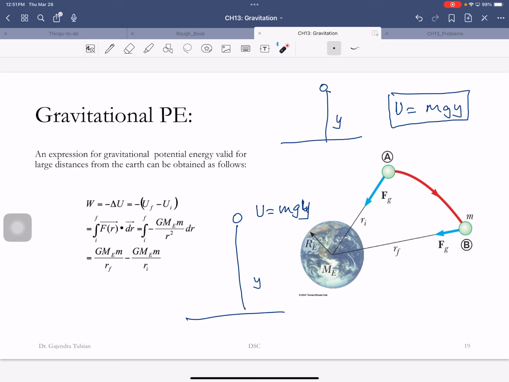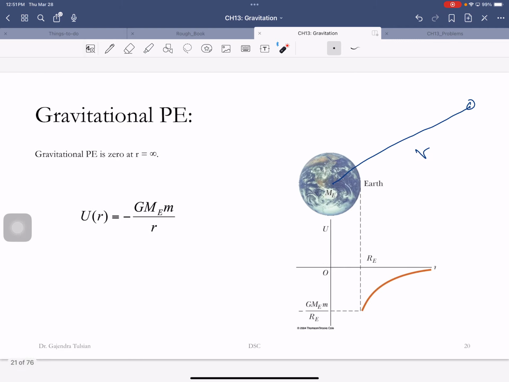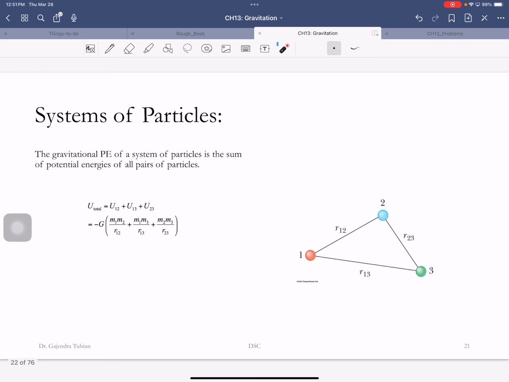But if you are jumping 4,000 kilometers, now you need a better expression, and this is the more accurate one. The potential energy between two objects is minus G m1 m2, the product of their masses, divided by the distance. In this definition, the potential energy is 0 for r equal to infinity. So if you wanted to calculate the potential energy for a solar system, for instance, with multiple objects, you calculate the potential energy of this pair plus this pair plus this pair.